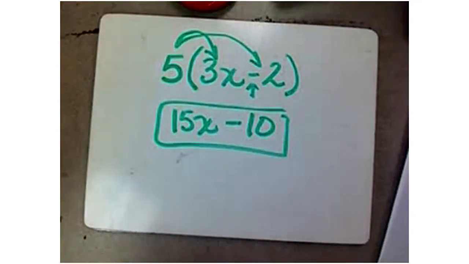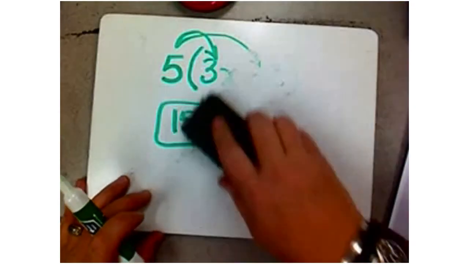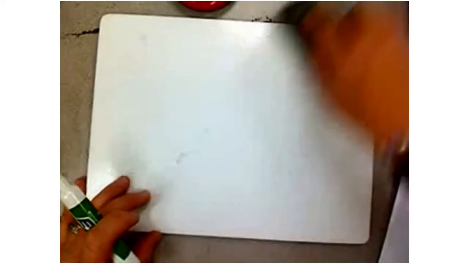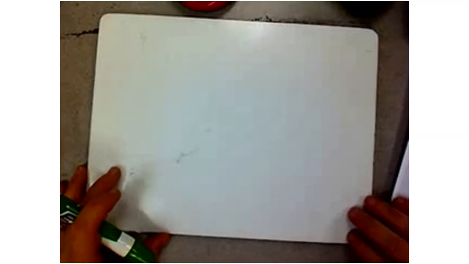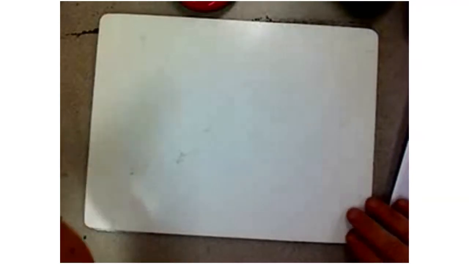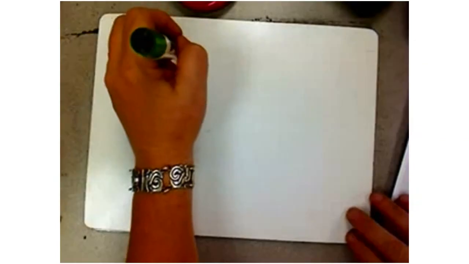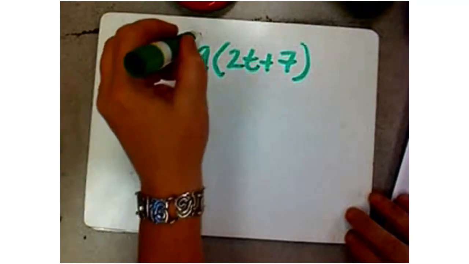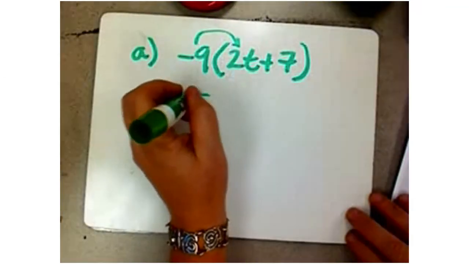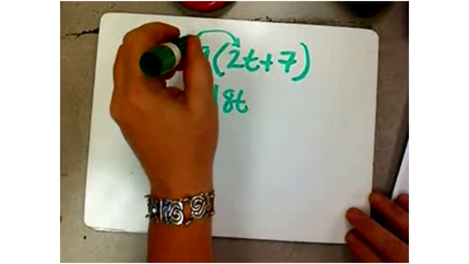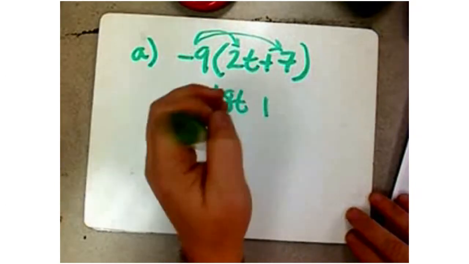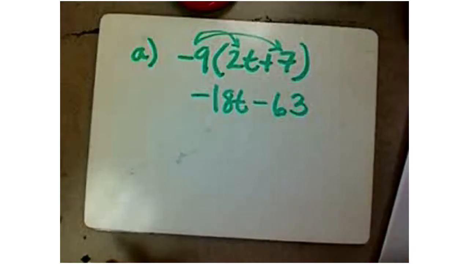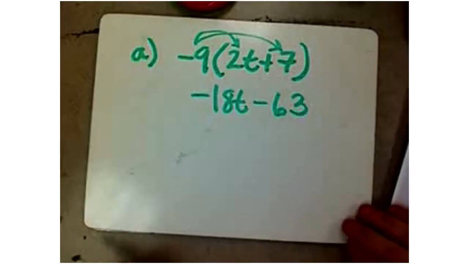The example on the top of page 191 has us removing the parentheses. That just means distribute when it says to remove the parentheses. It's another way of saying use the distributive property. So little letter A has negative 9(2t + 7). So we're going to do negative 9 times 2t, that's negative 18t, and negative 9 times 7, that would be negative 63, wouldn't it? So it would look like negative 18t - 63.